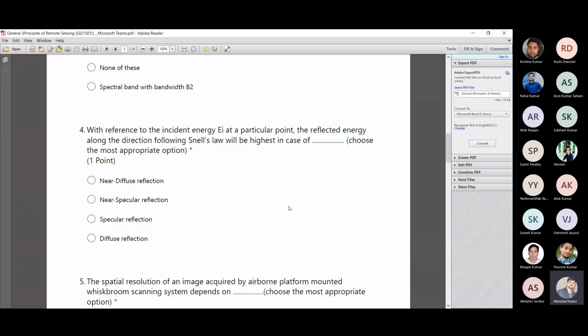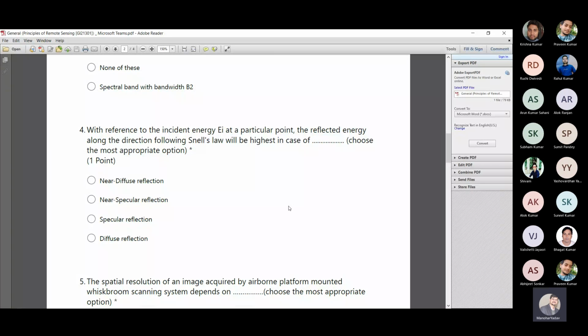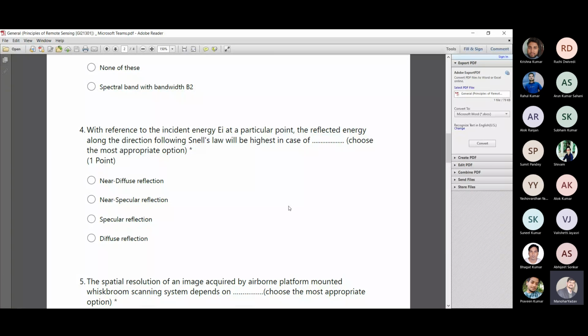Once the surface roughness increases and the surface starts behaving diffuse, starts behaving rough, then what happens? The energy components spread around the direction of reflection that we get from Snell's law. And finally, if the surface is diffuse, energy is reflected uniformly in all directions, in the 180 degree solid angle. So we get the highest only in case of specular reflection, while in the other cases, energy spreads in other directions also. So the third option is correct.